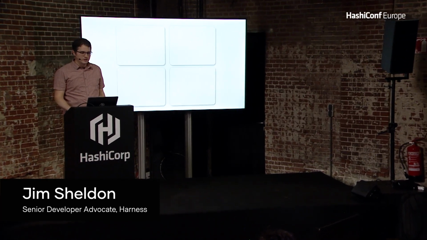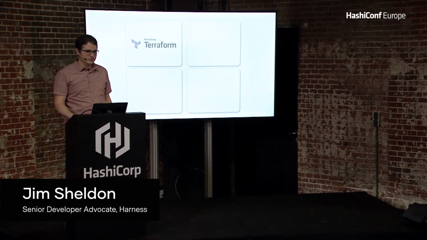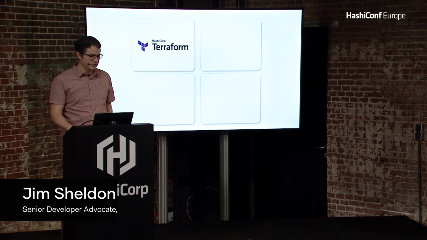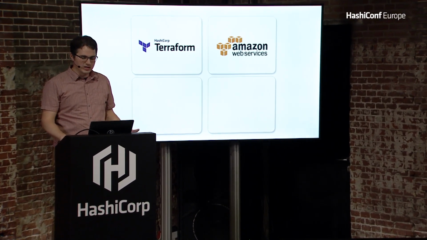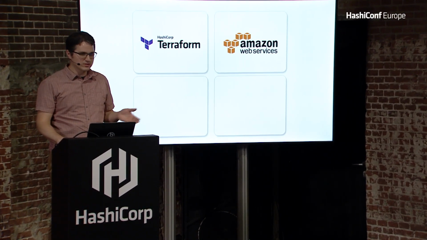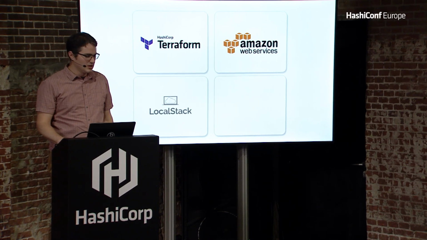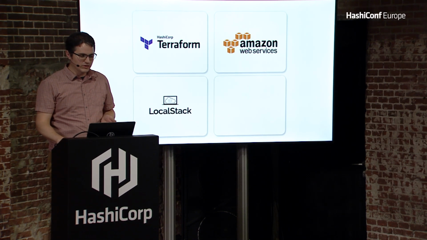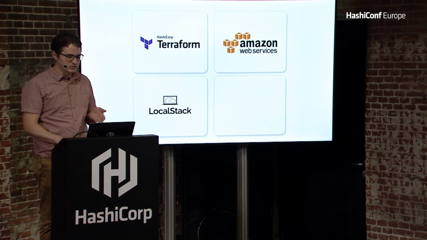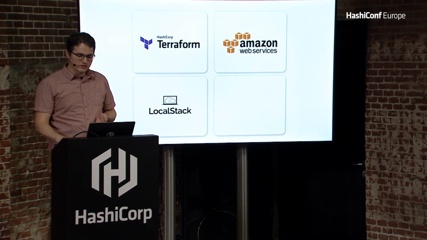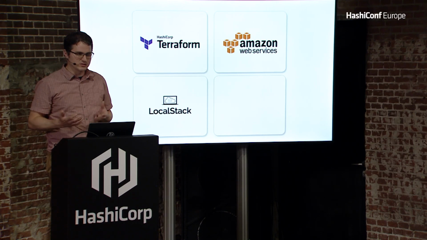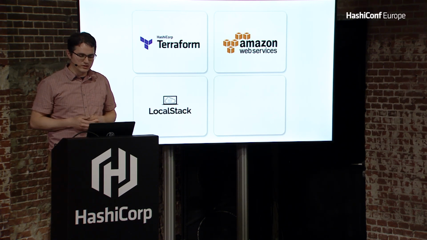So the 4 things I'll be talking about today, of course, Terraform. If you're at HashiCorp, I assume you know about Terraform. AWS, specifically the AWS Terraform provider. Localstack. If you haven't heard of Localstack before, it's a tool that will create a local testing environment with the same functionality and APIs as the real AWS cloud environment. There are free and paid versions of Localstack. The paid version has more functionality, but in this talk I'll focus on the free functionality.